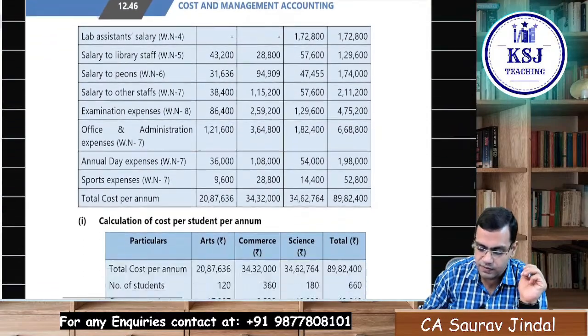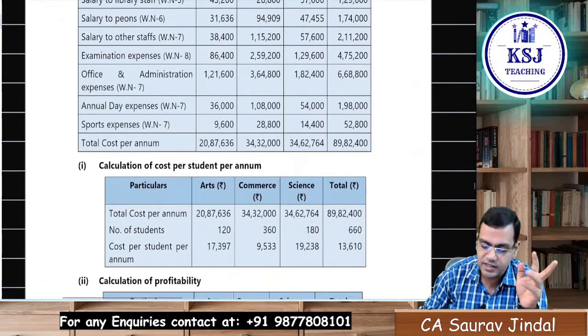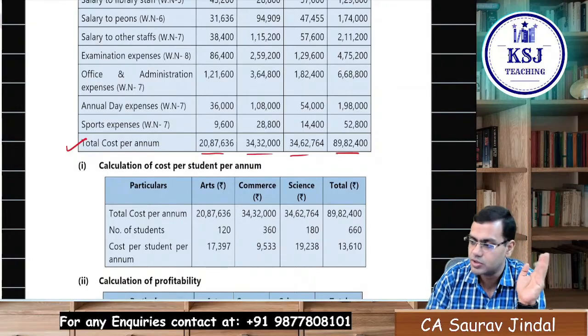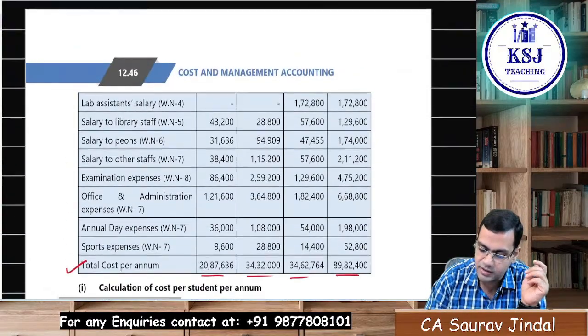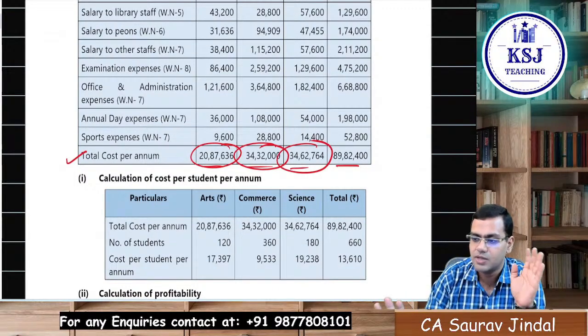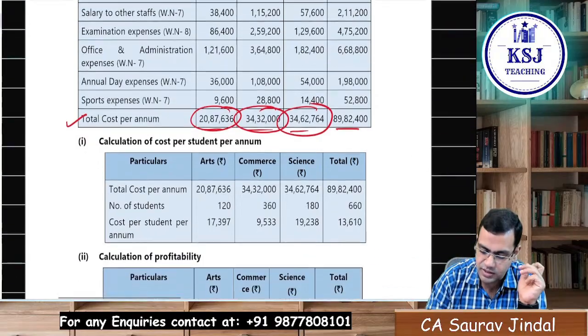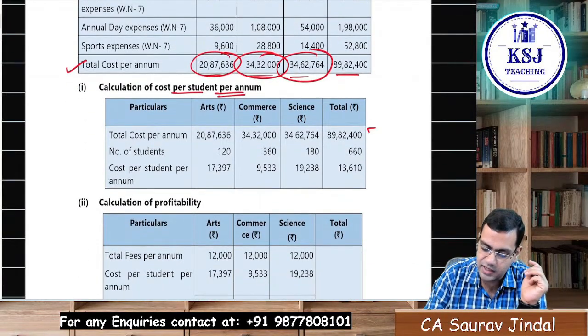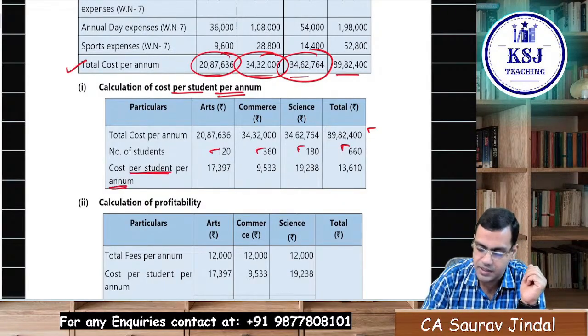Clear? So once you have distributed everything, what you will get is the total cost per annum after the distribution. We need to focus on 3 streams only. We need to focus on this, this and this. 3 streams of the higher secondary section. Then cost per student per annum. Cost we have calculated, number of students are given to you, divide and you will get cost per student per annum.